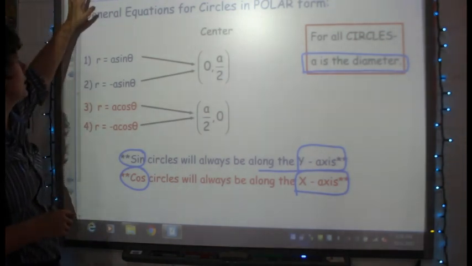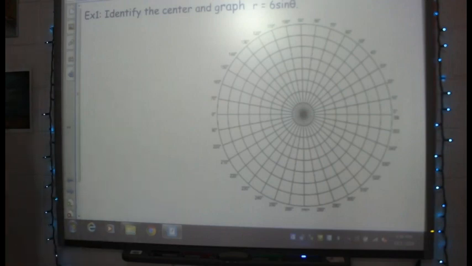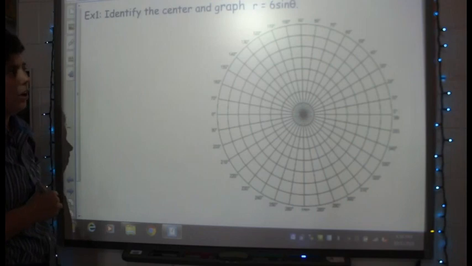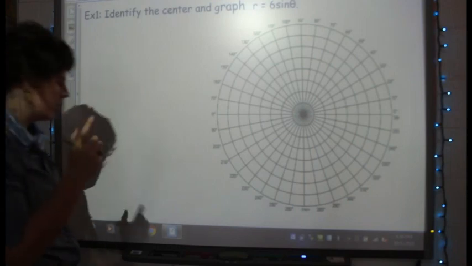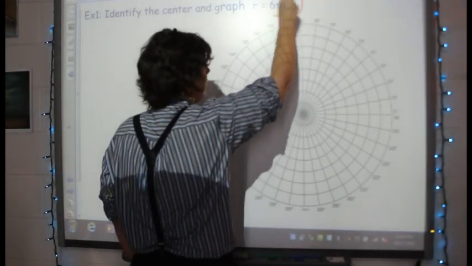So let's try one here. It says identify the center and graph r equals 6 sine of theta. r equals 6 sine of theta. So it's important to start out and identify along which axis we are going to be here.